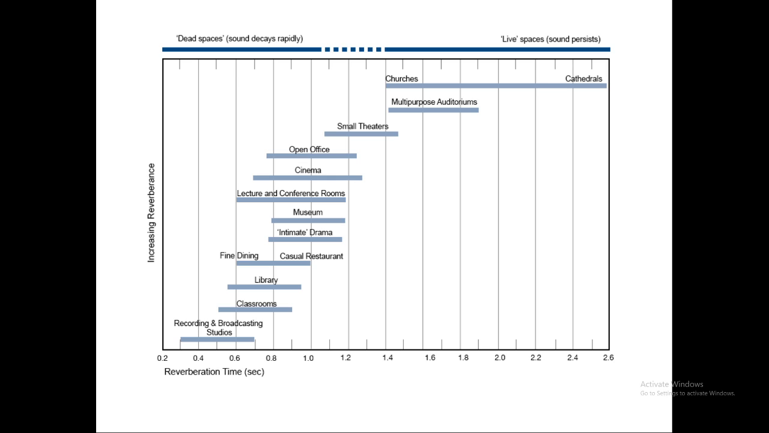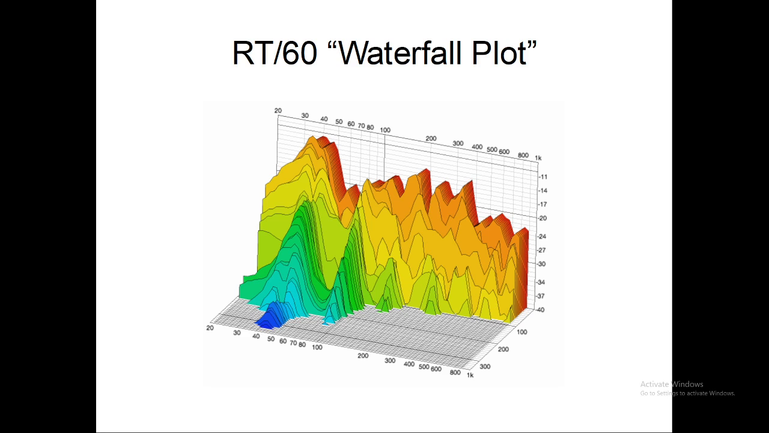Typically in control rooms, you don't really want any sort of RT60 time. We're talking half a second at the most, which is probably just enough to ring the room, and it kills it pretty quickly. So this is the RT60 waterfall plot.